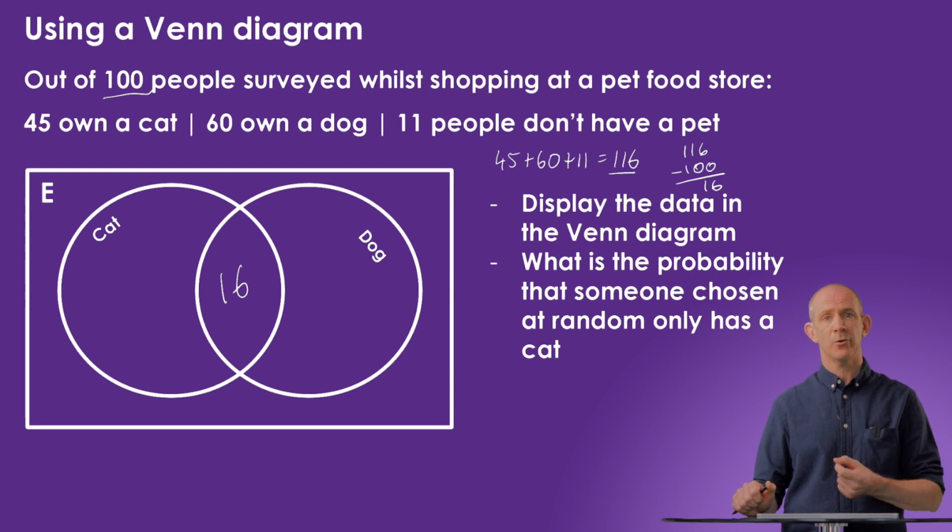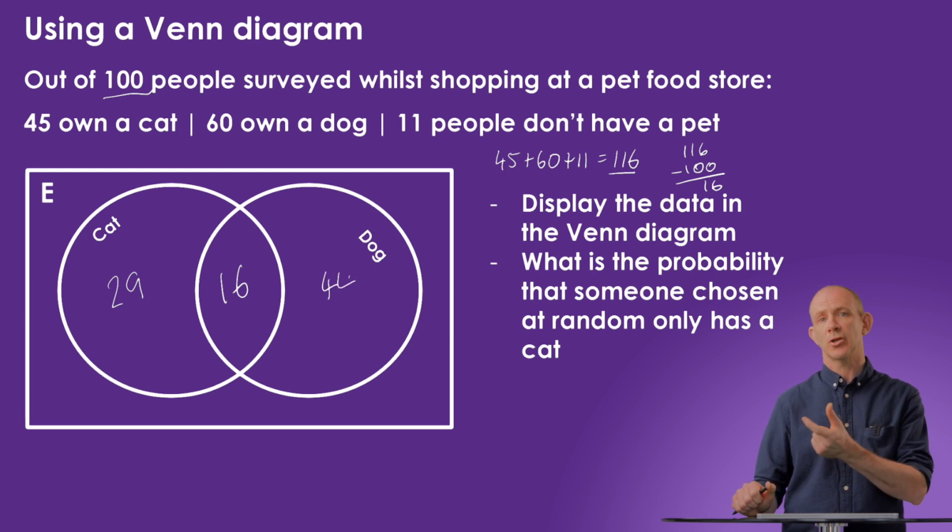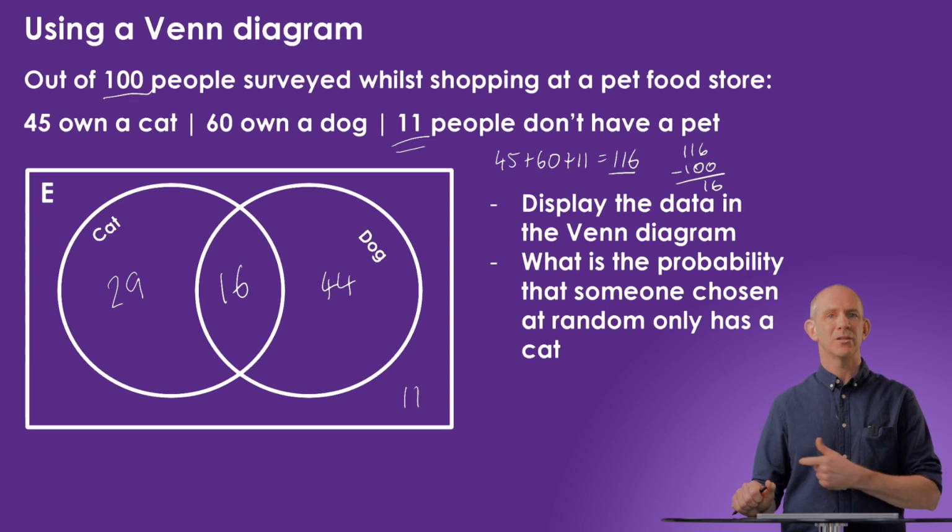If 16 have both, then 45 minus 16 will give us 29 that just have a cat. 60 minus 16 will give us 44, and this can go in the just dog set. Let's not forget that 11 people did not own a pet. We'll put those in the bottom corner. We've now represented all 100 people in the Venn diagram.